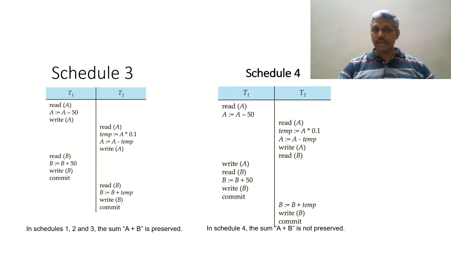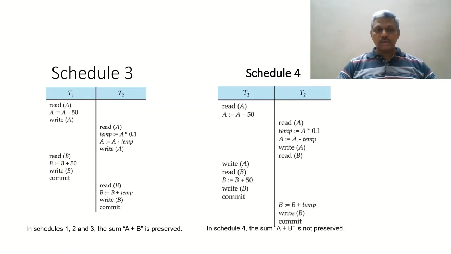After that, T1 resumes its action on database object B. It adds 50 rupees to B, then write B and commit. The T1 transaction has been committed. At this stage T2 resumes its action and reads the value of B. Again, which value has it read? The one written by T1. Then the temporary value is added to that and committed. T2 has been committed. This is schedule 3.